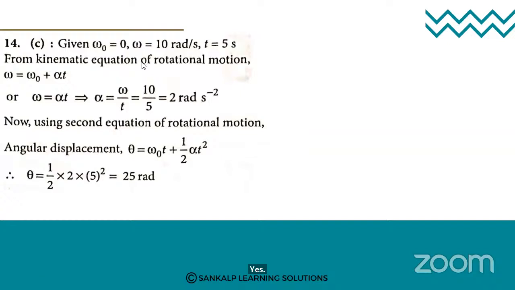So omega naught is equal to 0, but omega is equal to 10 radian per second. T is equal to 5 seconds. From the equation for the rotational motion, V is equal to U plus AT, but since it is rotational motion, take omega is equal to omega naught plus alpha t. So substitute omega naught is equal to 0, therefore omega is equal to alpha t. Then alpha is equal to omega by t, that is 10 divided by 5.